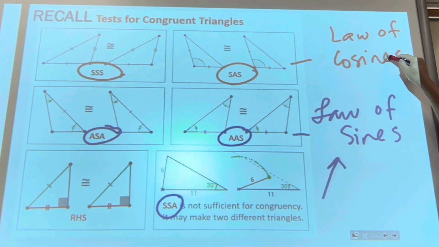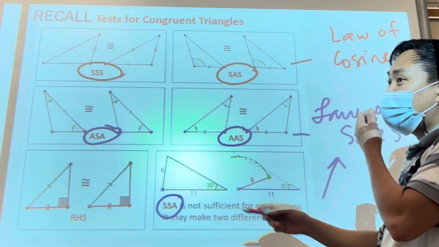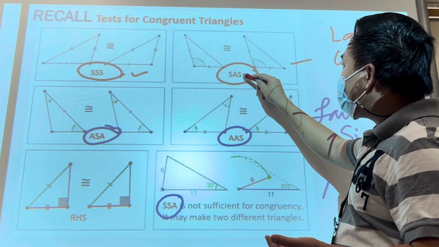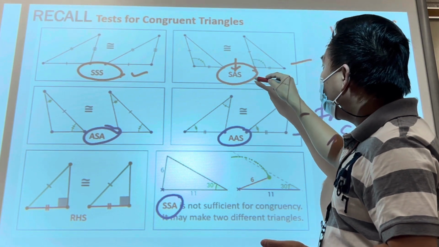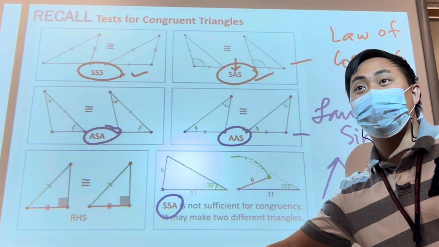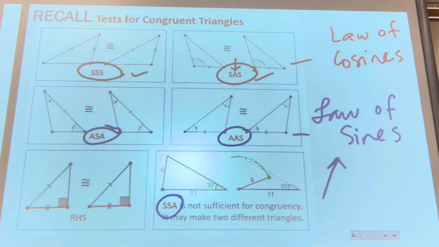So that means if we are given three sides, or two sides and the angle between them, we will use the law of cosines. Just these two cases. We don't have any ambiguous case for the law of cosines. So we always have one answer.